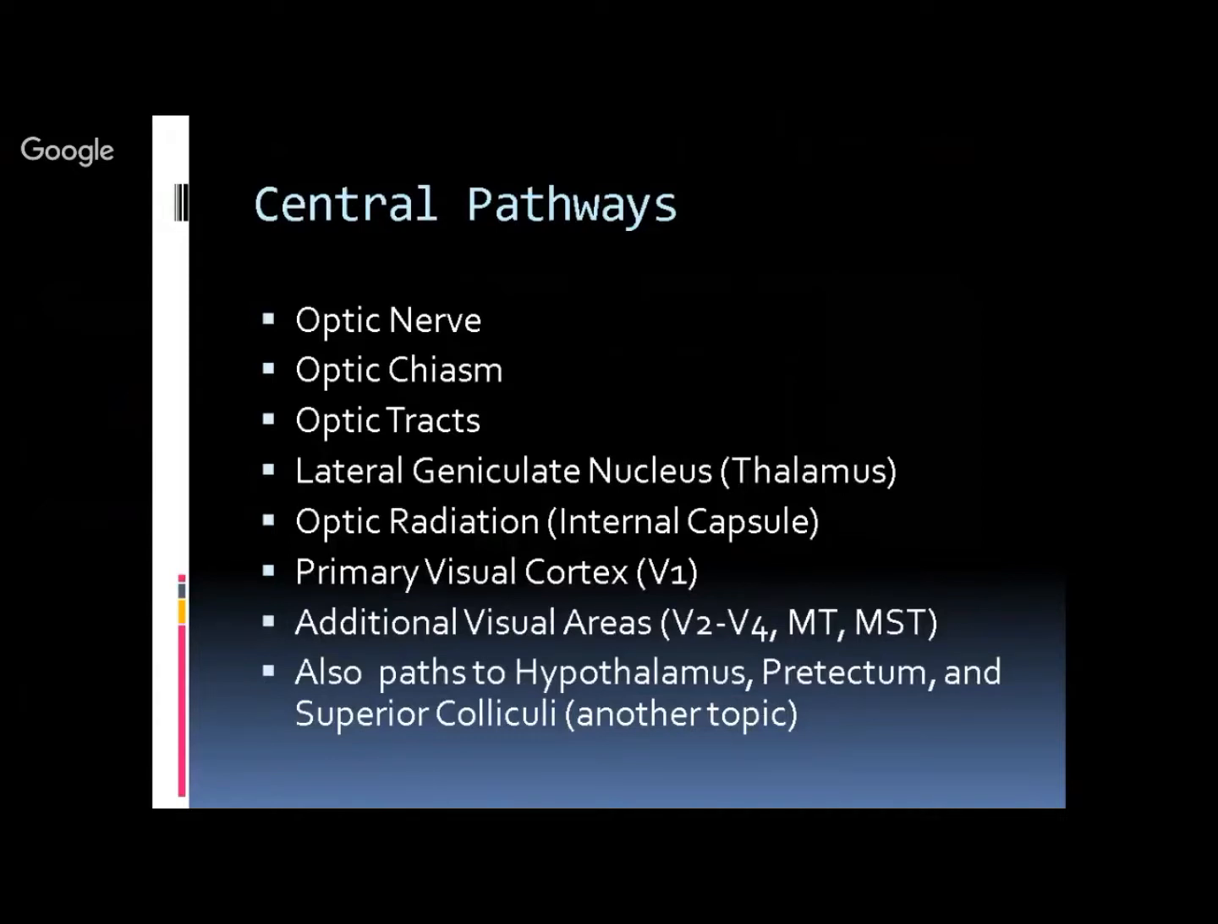Then the tracts go back into the thalamus, the lateral geniculate nucleus, and then they radiate outwards, a little bit medially, and back into the occipital cortex. The primary visual cortex, also known as the calcarine cortex, is back in the occipital pole. It's the V1 area, and then there are additional visual association areas nearby, V2 through V4. There are also pathways to the hypothalamus, the pretectum, and superior colliculi. The pretectum and the superior colliculi are in the brainstem, in the midbrain.